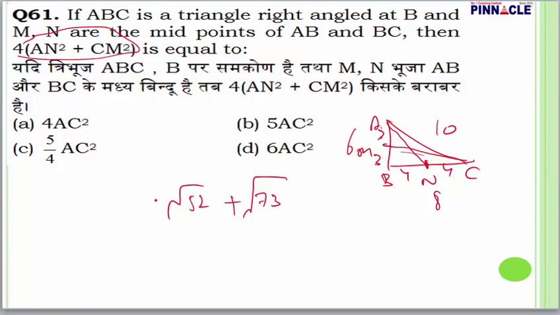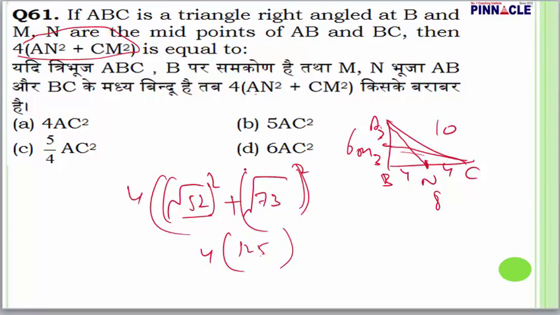And multiplied by 4. So the sum of these squares would be equal to AN square plus CM square, which is 52 plus 73, 125, and 4 here. Now this is 125 into 4, which would be equal to 500. So this is equal to 5 AC square. AC is 10, square of this would be 100. So this is equal to 5 AC square. Answer is B. We have just put values 6, 8, 10.